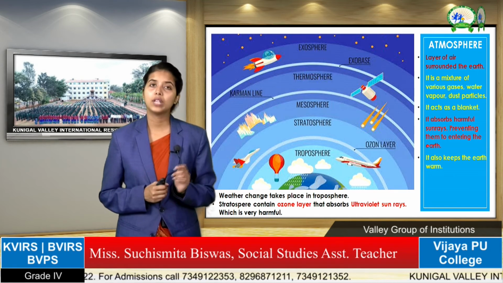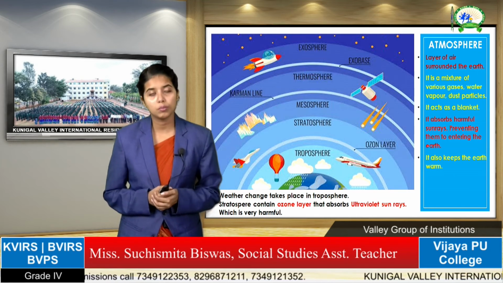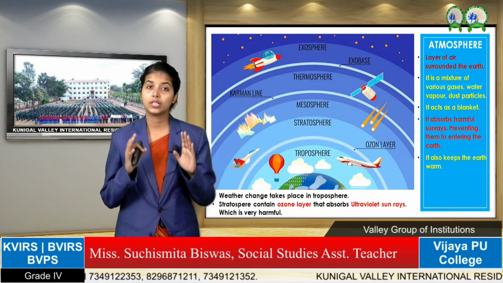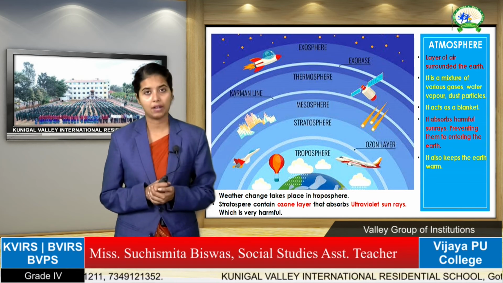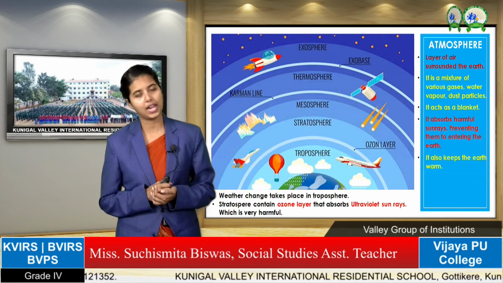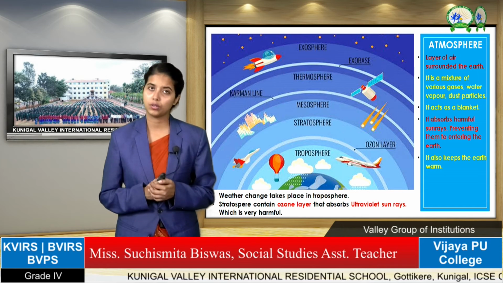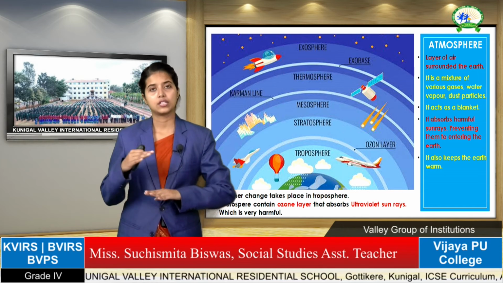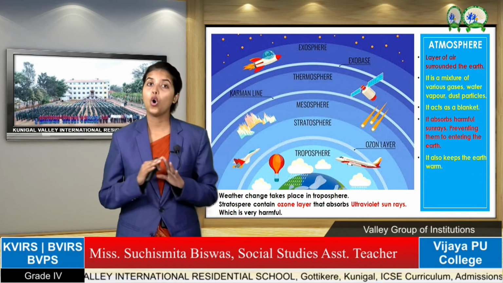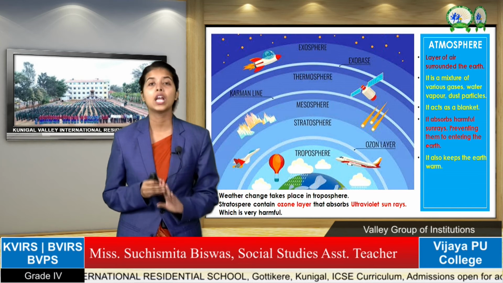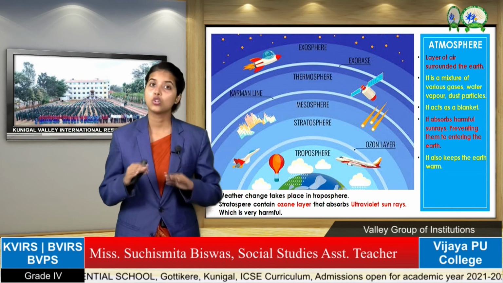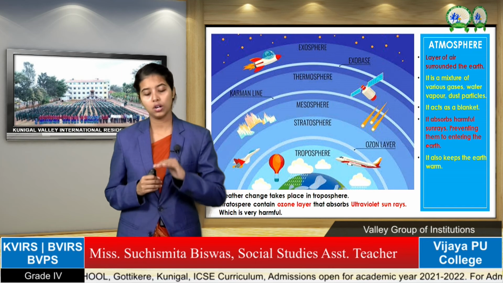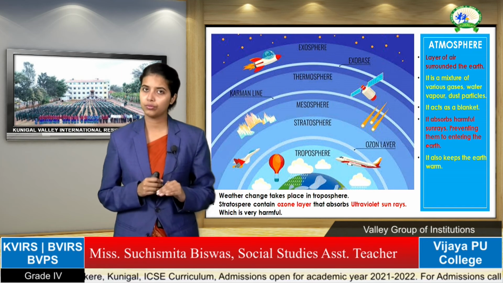And when we're talking about the atmosphere, we have to know about its structure. There are 5 layers in the atmosphere. Starting from the bottom, there is the troposphere, where all the weather phenomena occur. Where do all the phenomena occur? In the troposphere, which is the lowermost layer of the atmosphere.